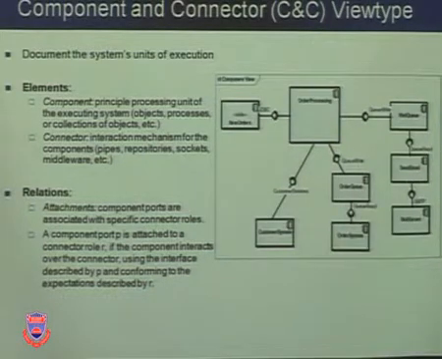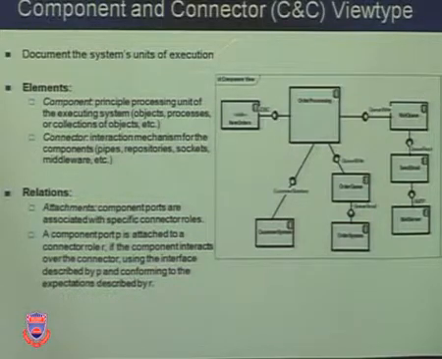Component: the definition is the principal processing unit of an executing system. Examples of components are objects, processes, or collections of objects, etc. So any unit which has some runtime behavior. Connector is the interaction mechanism for the components. It could be pipes, repositories, sockets, or even middleware. The relation is attachment. So while we have components, parts, ports are associated with specific connector roles.